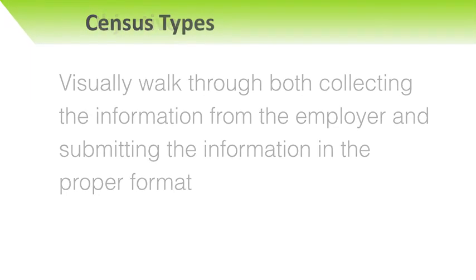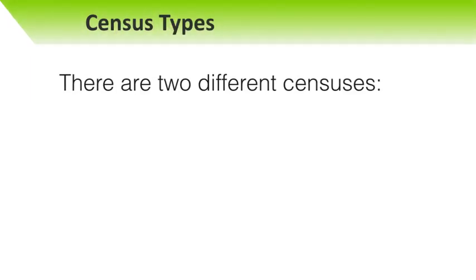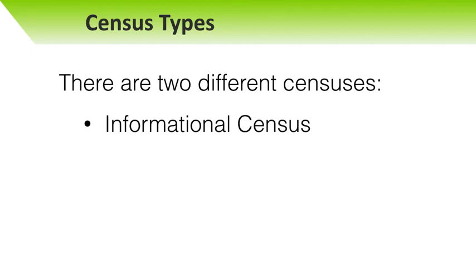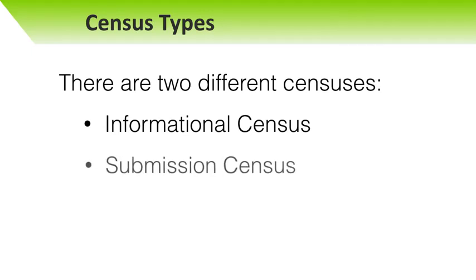Now there are two different census types that we'll be working with. The first is an informational census, which is used to gather the information from the employer, and the second is a submission census, which is used to submit the information to A Charitable Life Wellness for processing.